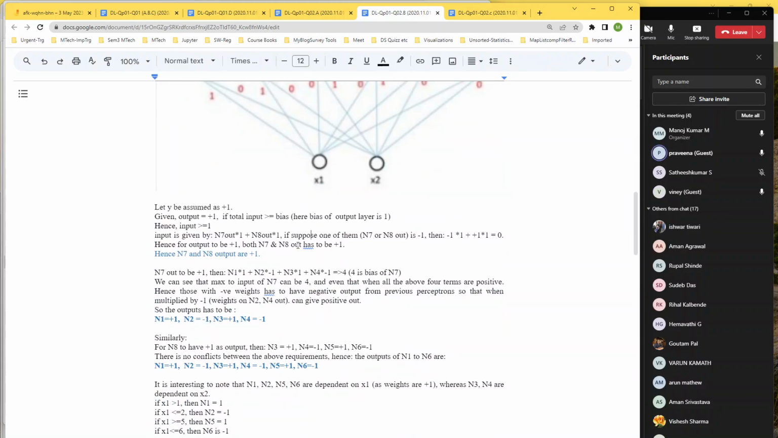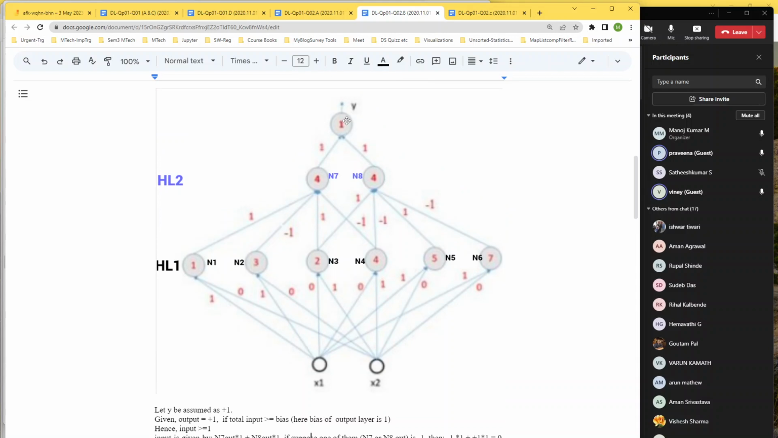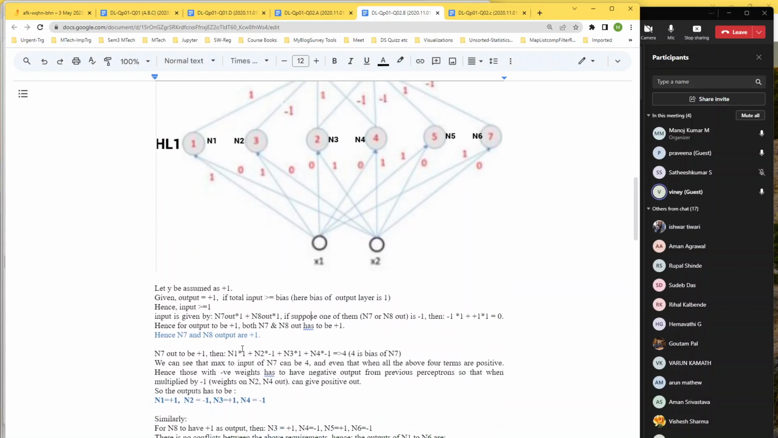If you see, if one is minus 1, then 1 plus minus 1 will be 0, and then the output will be minus 1. So we will not get that output. Only when the outputs of N7 and N8 are both 1 do we get it. We were thinking of it as a 0, but that is not 0, it is minus 1.